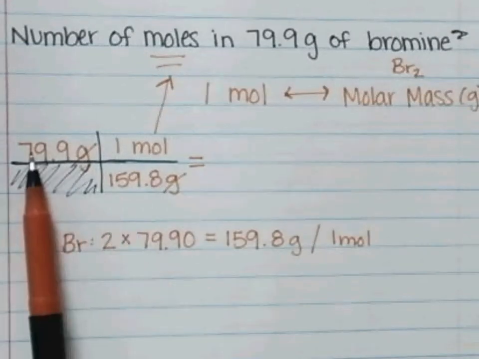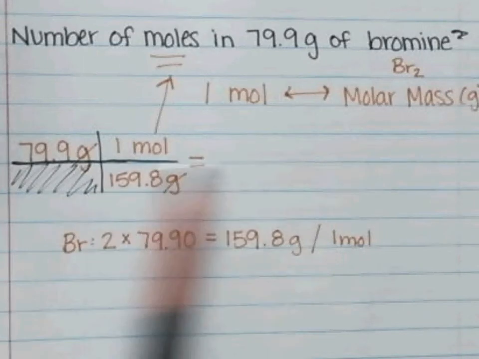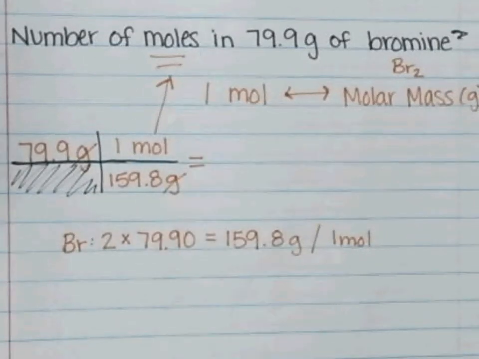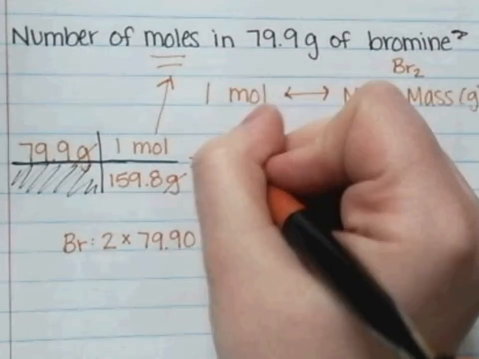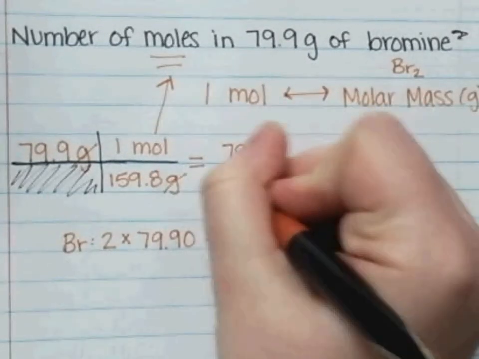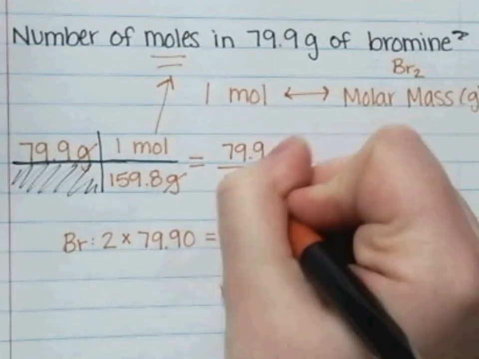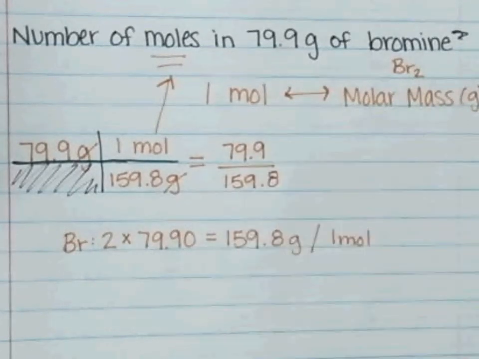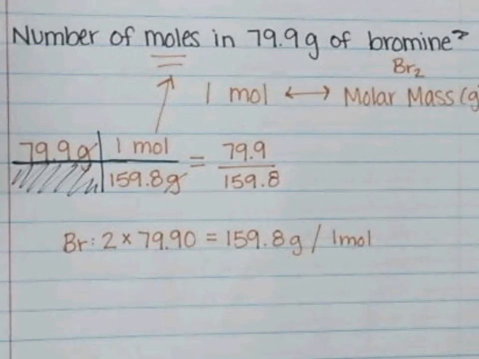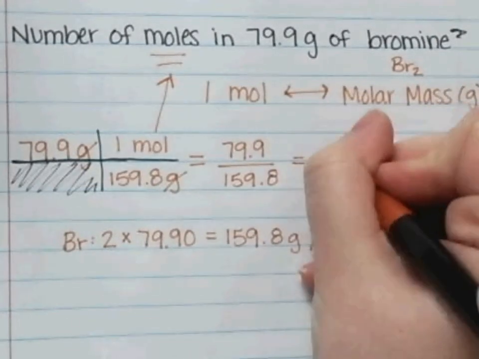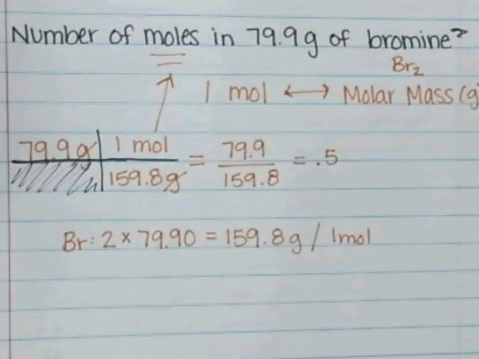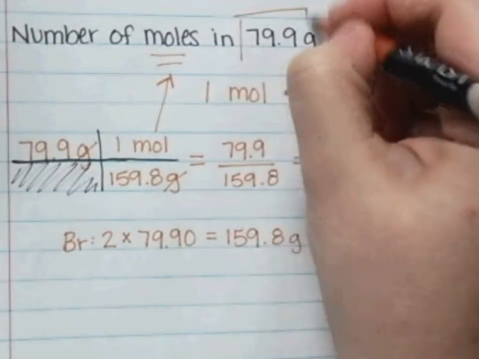In this case, I need to make sure that the grams for that are on the bottom. So I'm going to put 159.8 grams on the bottom. And this way, I have grams here and grams there, so that's going to cancel out. And I need to put 1 mole at the top. I have 1 mole at the top, which is great because that is the unit that they asked me for. So I don't want to cancel out that unit. I want to keep that unit. So that's how I know that I'm done setting up my problem.